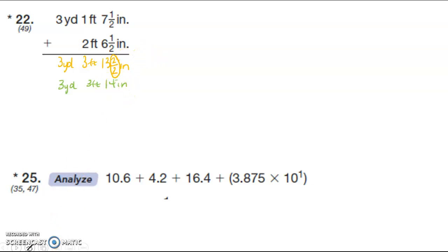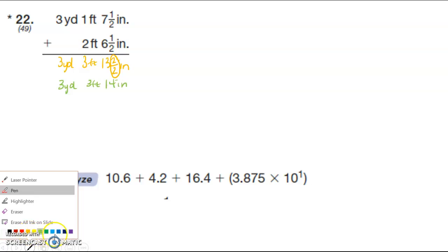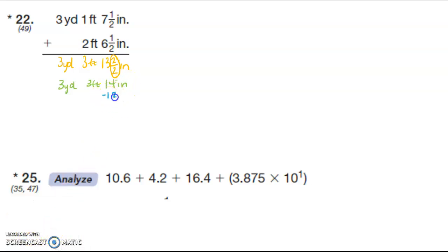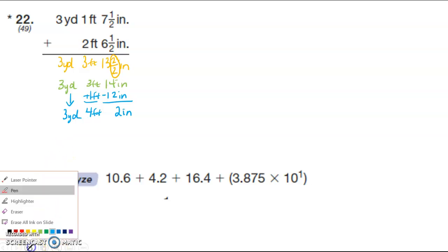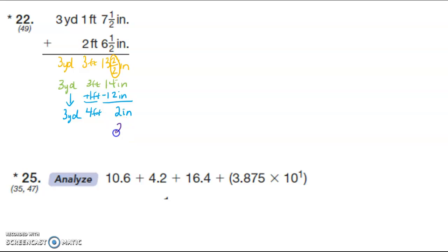And I know that there are 12 inches in a foot. So let me go ahead and take away 12 inches. So I have 2 inches, but when I do that, I have to add the foot here, 4 feet, and I've done nothing to 3 yards. Now I know that there are 3 feet in every yard. My 2 inches is fine. It just comes down. I'm going to subtract my feet and add my yard. So I have 4 yards, 1 foot, 2 inches. That is my answer.